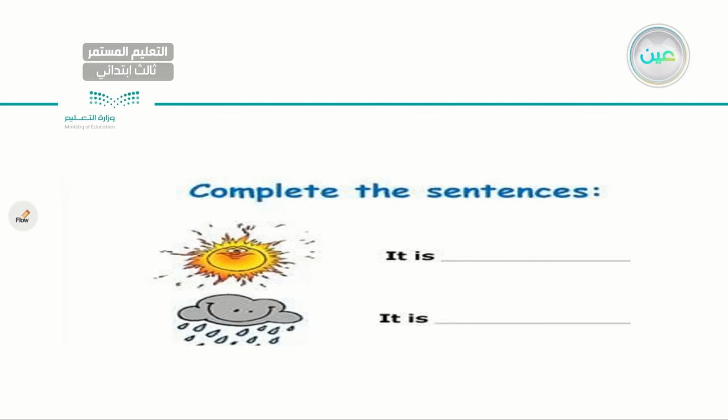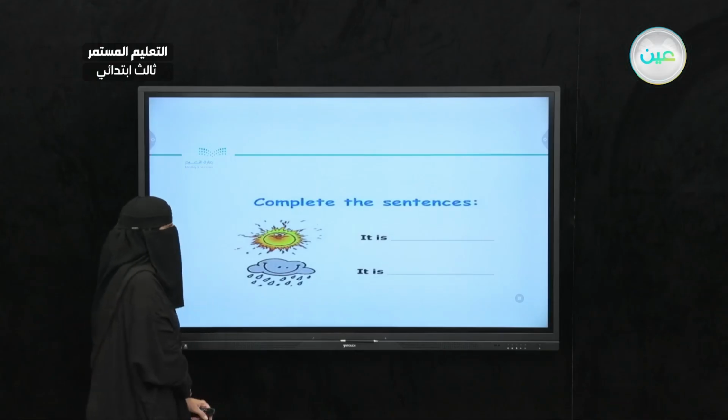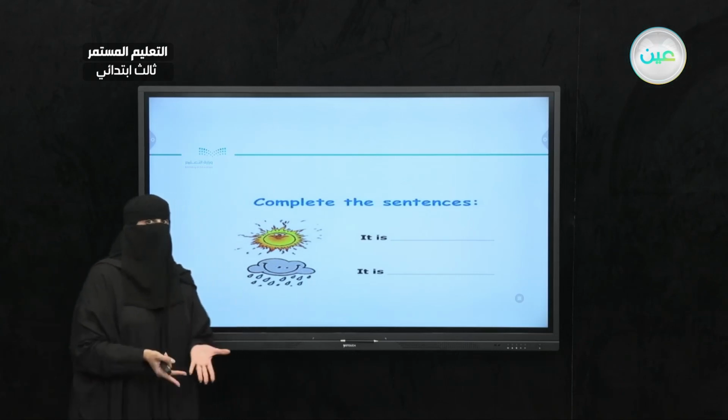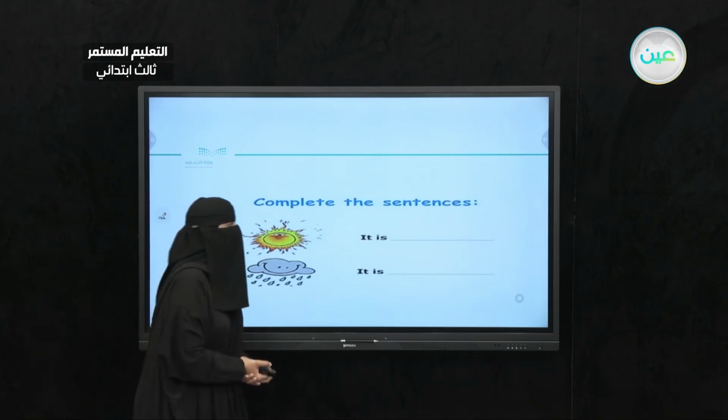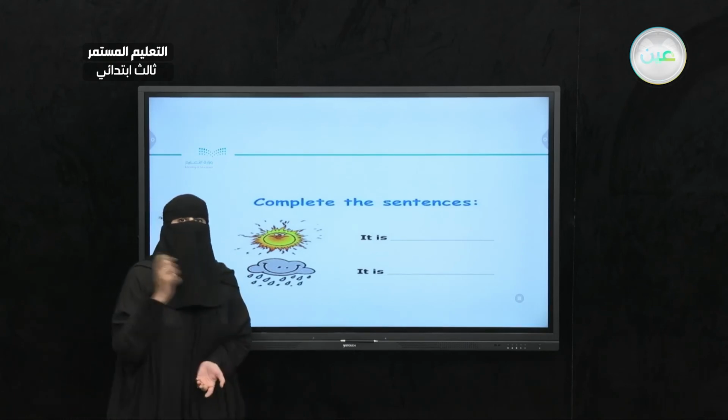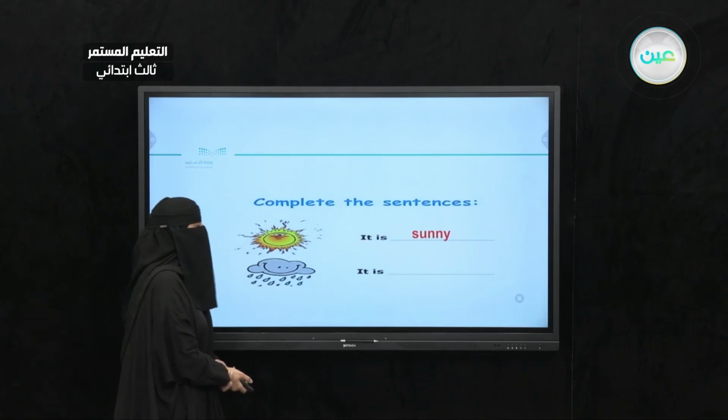Now, I will give you 10 seconds. Try to complete with the correct answer. Describe or complete the sentences. You have 2 weathers. I need 1 word. The first one is, what do you think? Can I say it's snowy? Is it rainy? Is it stormy? Is it windy? Definitely not. It is sunny.